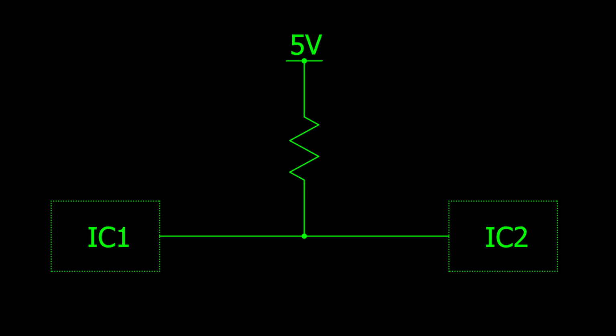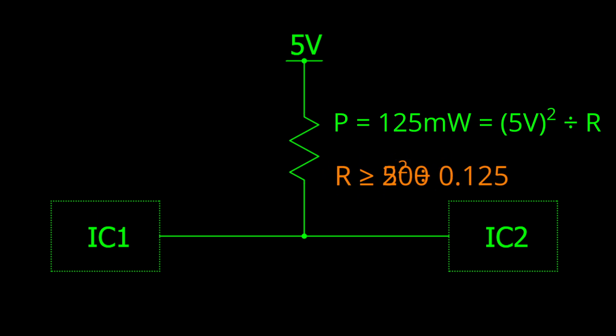In my last example for the power section, when sizing a pull-up resistor, we know our supply voltage is 5 volts, and we want to use 8th watt resistors on our board, because that's what we have available. So we can use P equals V squared divided by R to quickly learn that our resistor must be larger than 200 ohms to work safely in this application.